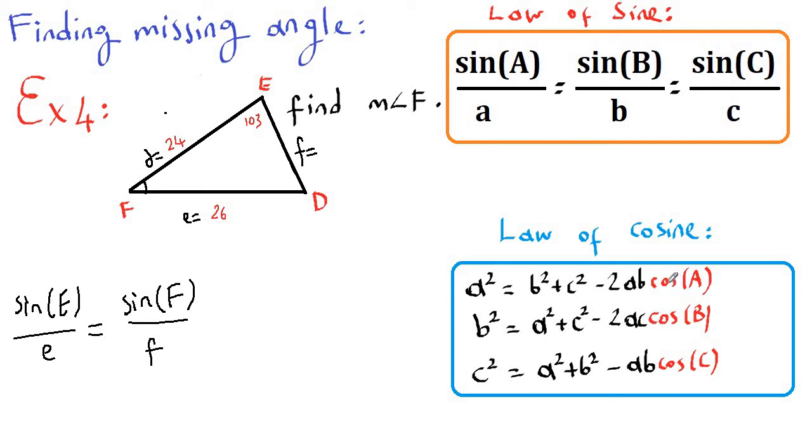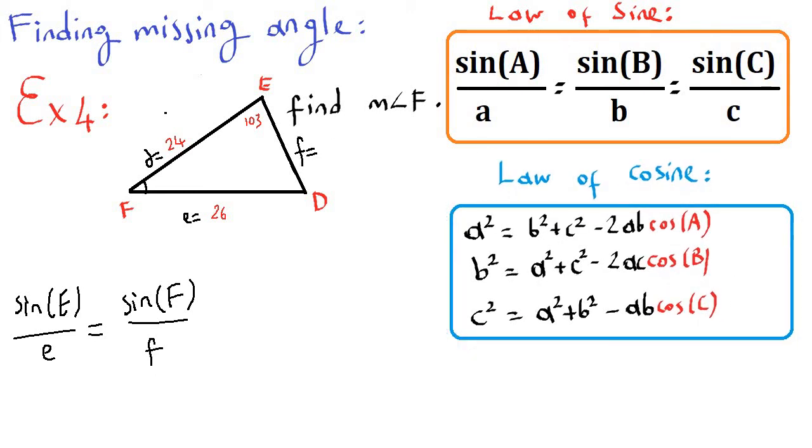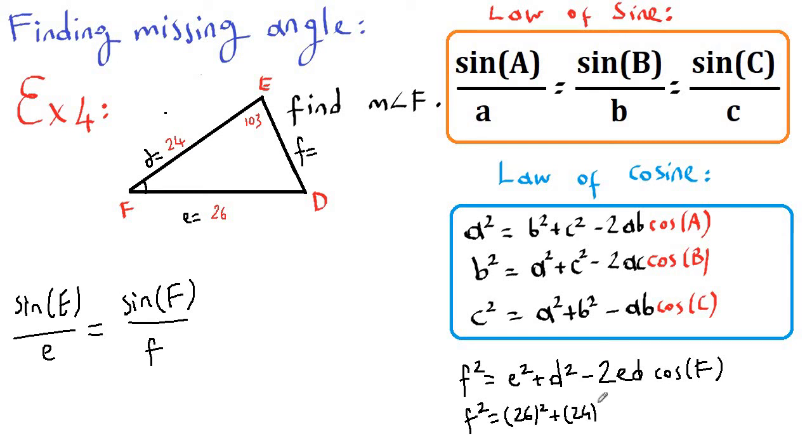For this we're going to use law of cosine. So law of sine and law of cosine go together. You need to know both formulas fluently because they help each other. Now we're going to find side F using law of cosine. I have a detailed video about law of cosine that I'm going to paste the link to in this description. So using law of cosine, F squared is equal to the two other sides, E squared plus D squared minus 2 times ED times cosine of F. E is 26 squared plus D is 24 squared minus 2 times 26 times 24 times cosine of F.